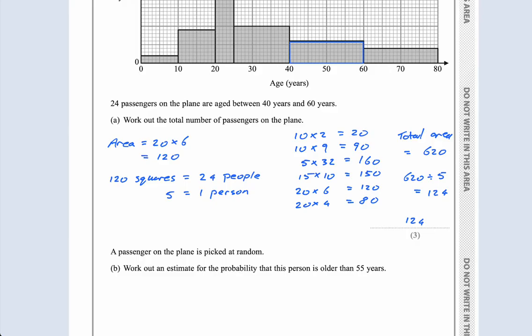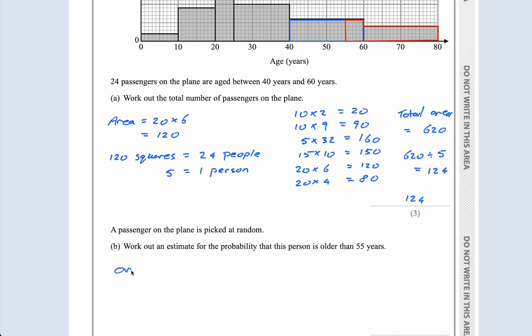Right. So older than 55, guys, is here. This is my 55. So we need to figure out how many people are above 55. But be careful, it includes all of these from 55 to 80. So I need to find that area. So let's do over 55. We have, I'll separate them.